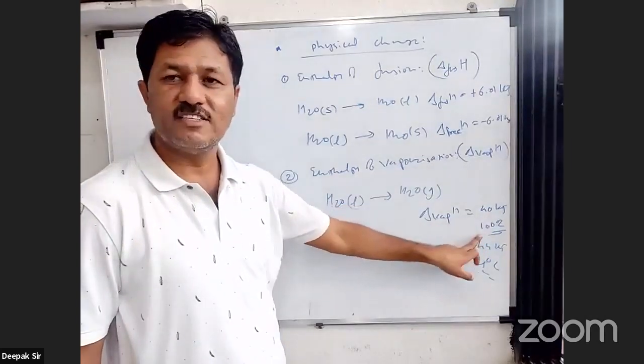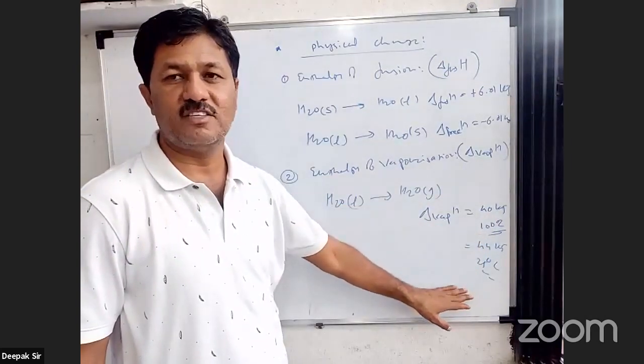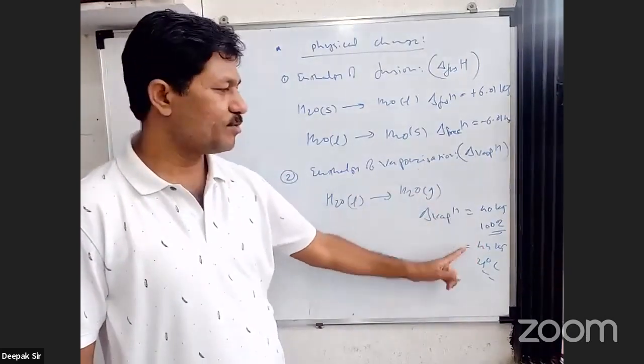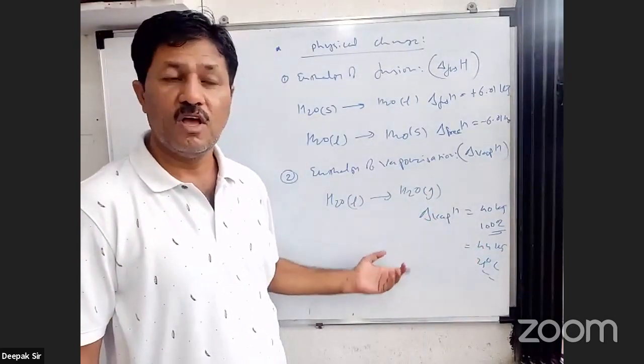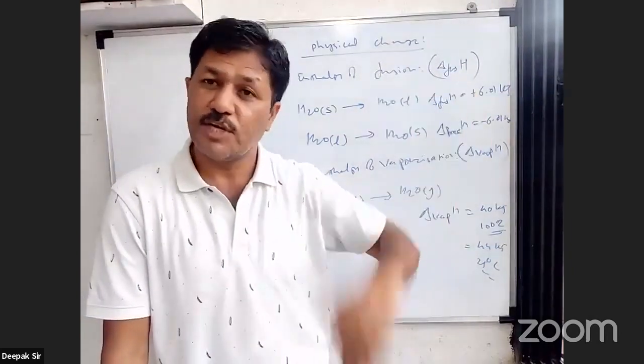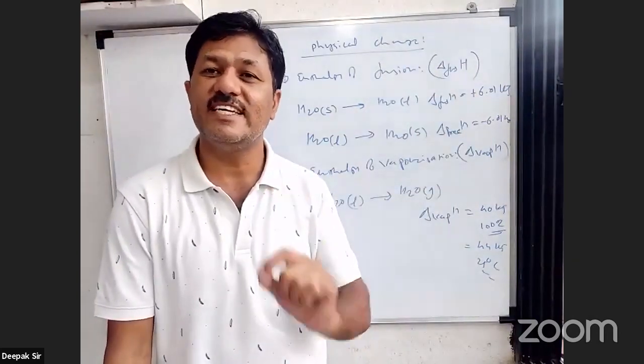40 kilojoule at 100 degrees Celsius or 44 kilojoule at 25 degrees Celsius. At what temperature we heat it, that matters. It will change based on that. This is enthalpy of vaporization, and the opposite process of enthalpy of vaporization is also possible. We bring the gaseous state to liquid, and that process is called condensation.